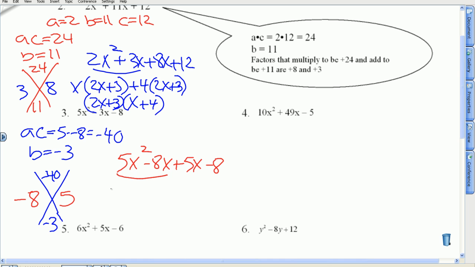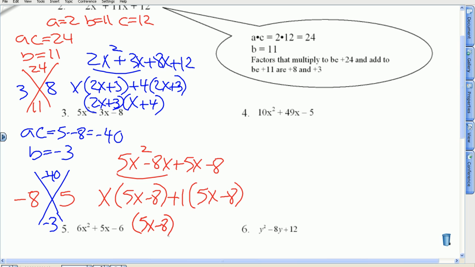The first two terms, all I can take out is an x, so I'm left with 5x minus 8. I want 5x minus 8 in the parentheses, so the only thing I can take out of the last term is 1. I do not want to change what is left, so I'm just going to take 1 out. So my final answer, 5x minus 8 times x plus 1.